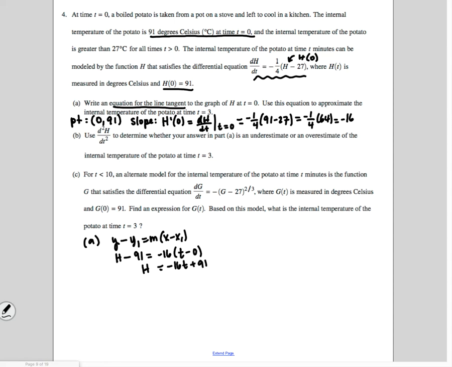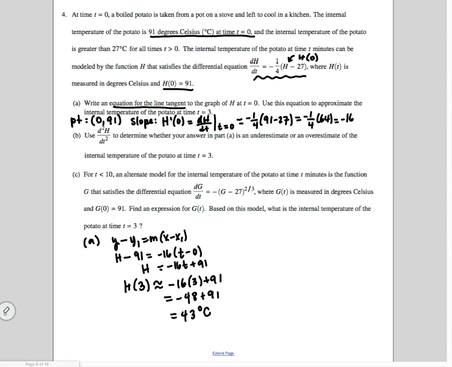So we're going to find h of 3, which is approximately -16 times 3 plus 91. So -16 times 3 is -48 plus 91. If I subtract those out, I end up getting 43. So I have 43 degrees Celsius as the approximation.